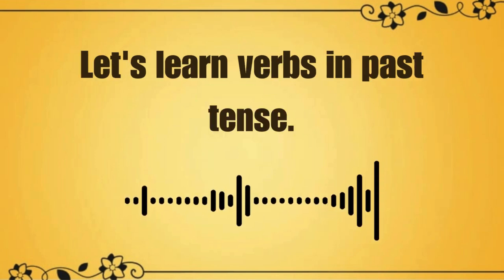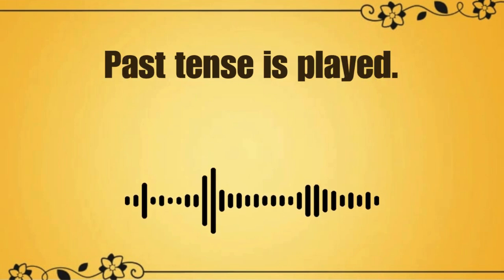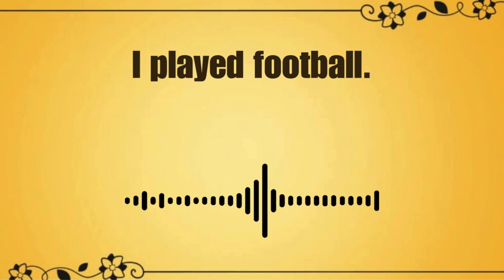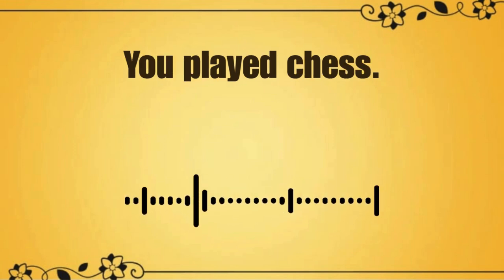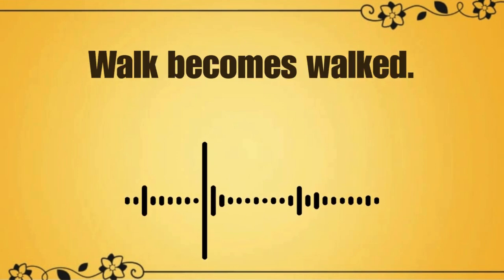Verbs in past tense. Let's learn verbs in past tense. Play is a verb. Past tense is played. I played football. You played chess. He played with toys. Walk becomes walked.